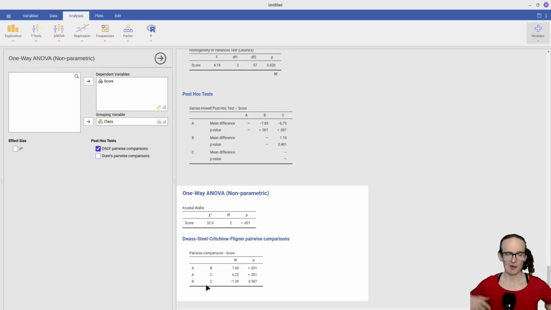So, that's an overview of how you do the one-way ANOVA and the Kruskal-Wallis in Jamovi.